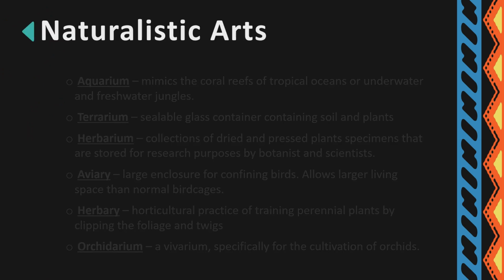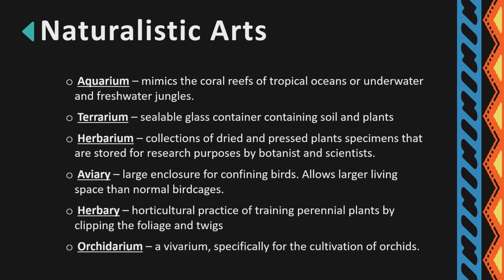Now let's talk about naturalistic arts. First, we have an aquarium, which mimics the coral reefs of tropical oceans or underwater and freshwater jungles. A terrarium is a sealable glass container containing soil and plants. An herbarium is a collection of dried and pressed plant specimens that are stored for research purposes by botanists and scientists. An aviary is a large enclosure for confining birds. It allows larger living space than normal bird cages.